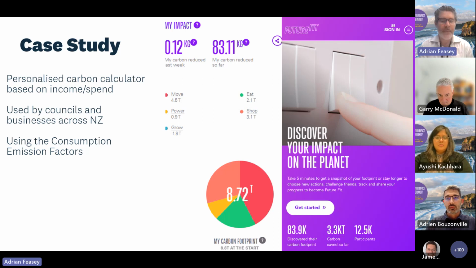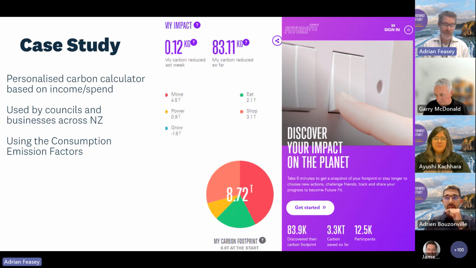Right, thanks, Adrian. So this is a short case study of how we've used the emission factors for a current project we have running. It's FutureFit, which I mentioned earlier. It's a tool offered by Auckland Council that enables individuals to calculate their carbon footprint, as well as understand and select actions they might take to reduce their footprint.